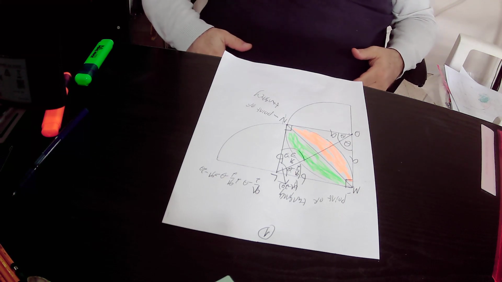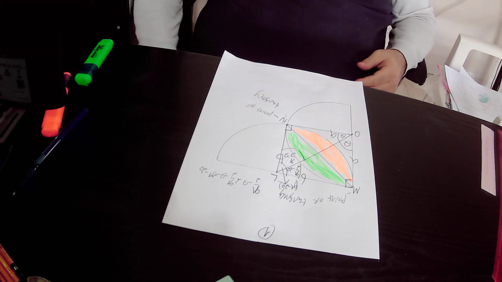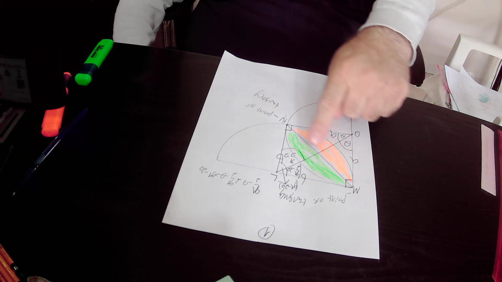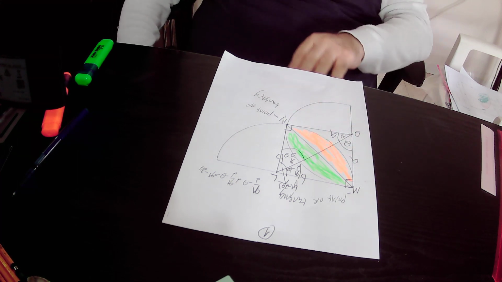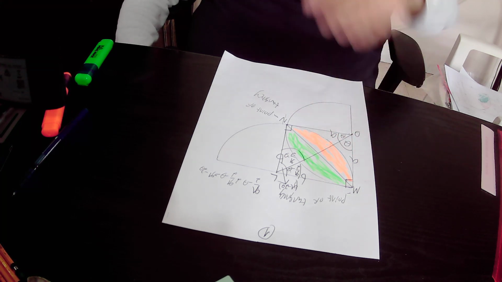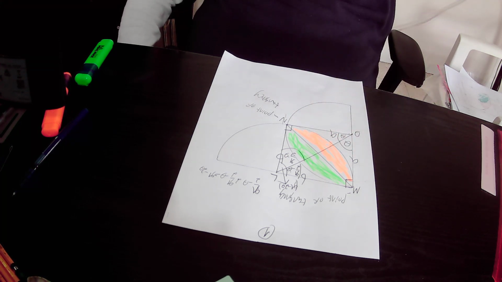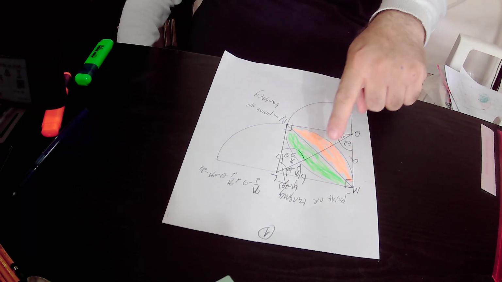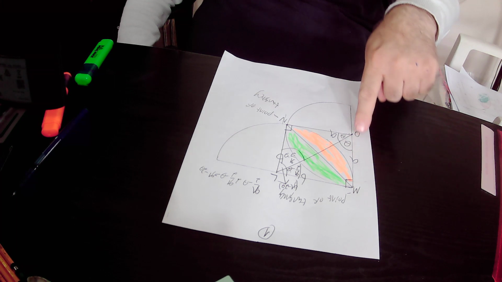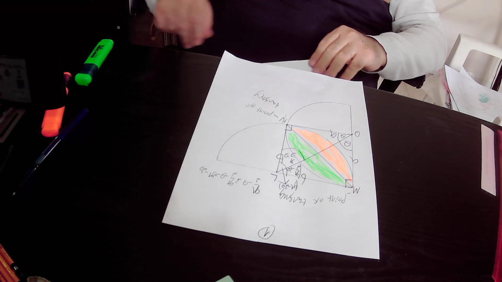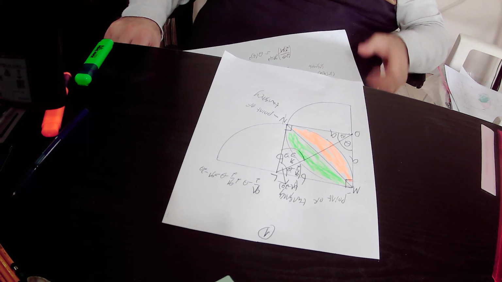So here, first of all, we find the area of circular segment MN, the green shape. What is the area of circular segment MN? The area of circular segment MN, the green shape, will be equal to the area of sector MON minus the area of triangle MON.